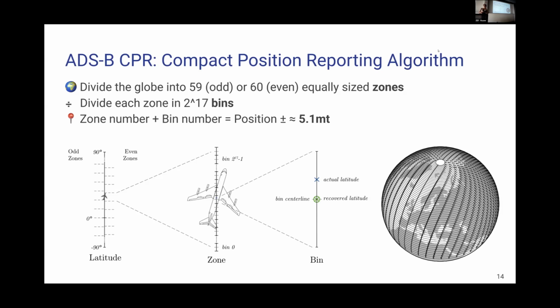The idea of the people who developed CPR was, this is a very high-level overview, but imagine that we have a new system composed of zones, which are equally sized. And we have either 60 or 59, depending on the kind of encoding we are using, that we will call odd or even. Then each zone itself is divided into 2^17 bins. We have only 17 bits to represent the position. So a position is going to be determined by the zone number plus the bin number, with a precision of 5 meters, more or less.